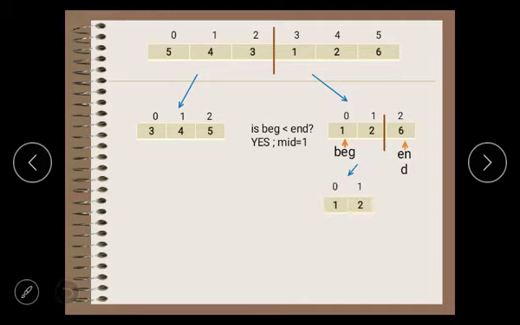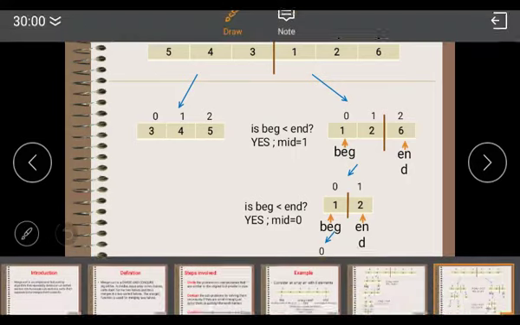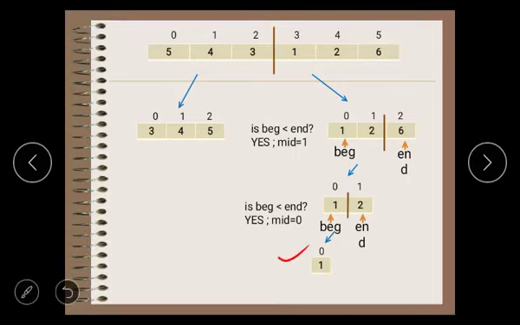Again, take the beginning and ending. Check the condition: beginning less than end. Yes. So mid is equal to (0 + 1) / 2, that equals 0. Divide into two halves and consider the left subarray. As the left subarray is having only one element, consider the right subarray.